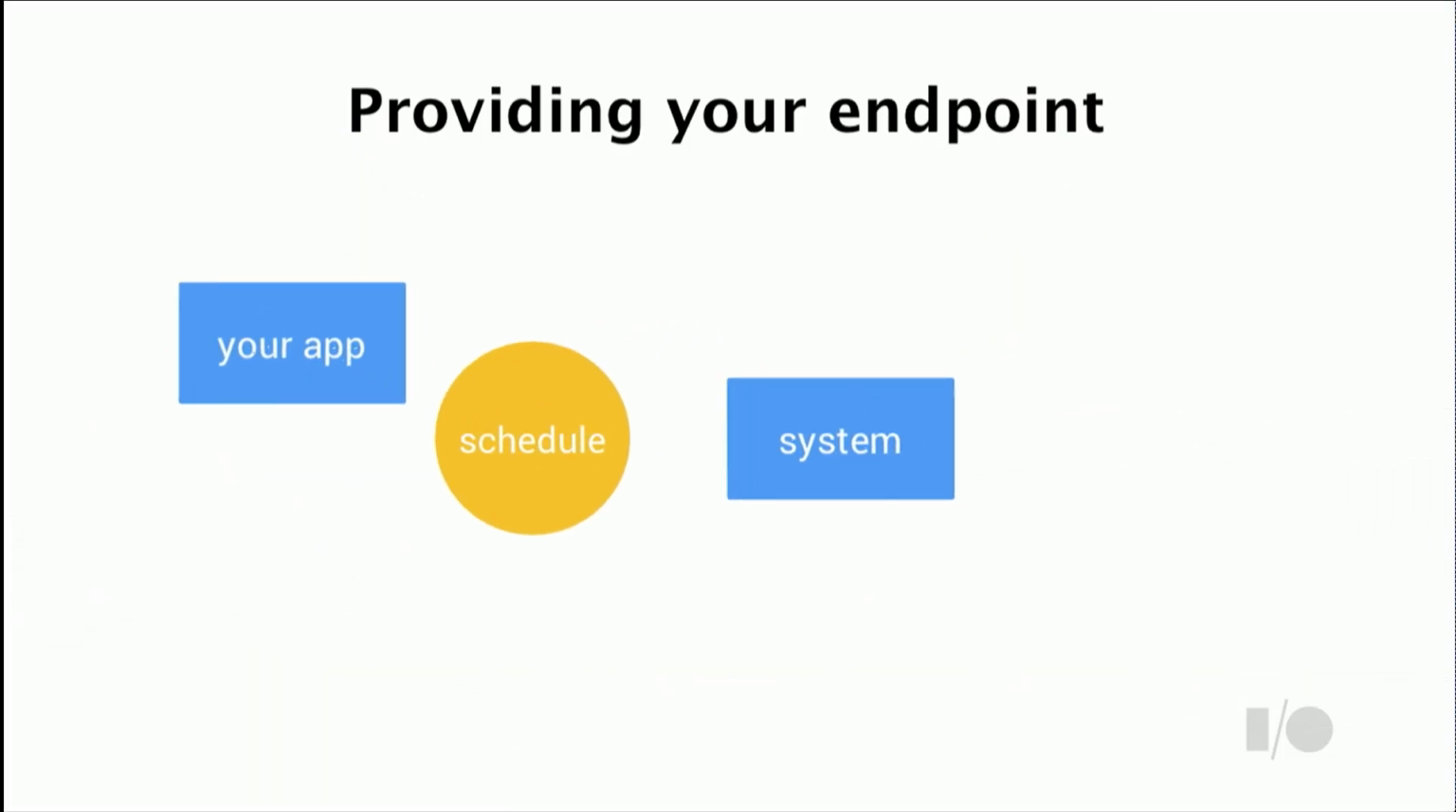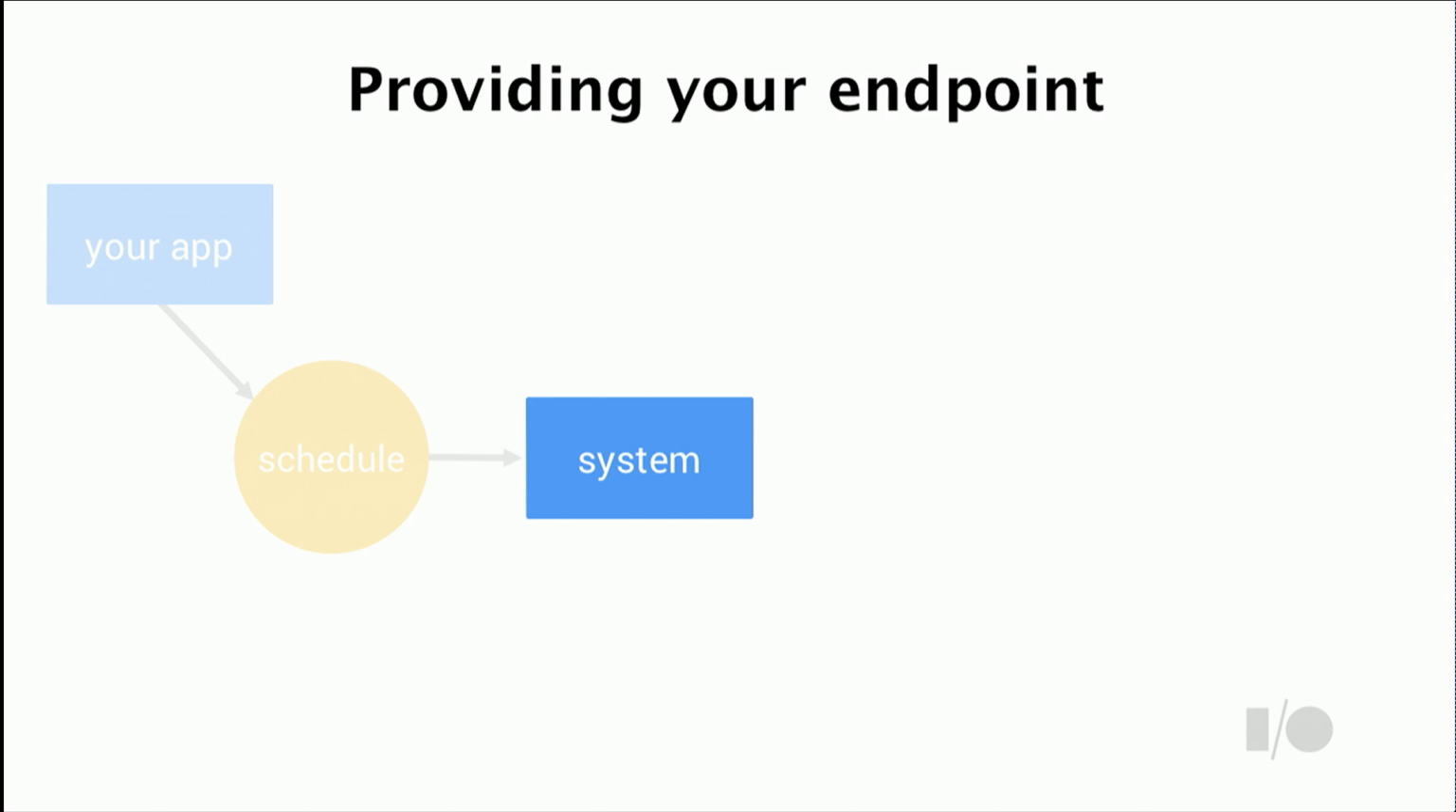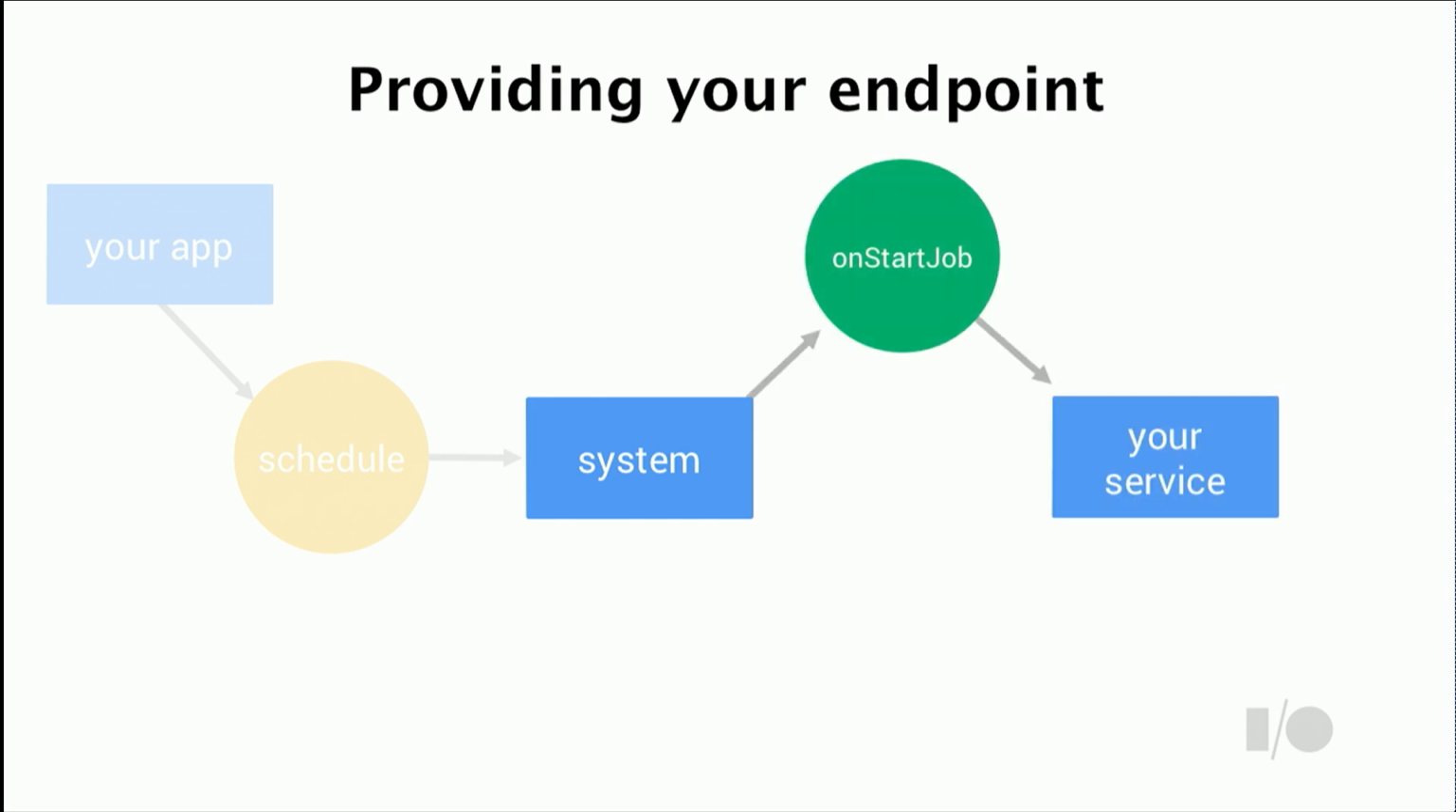Let's talk a bit about how you execute your logic. This is pretty simple. When the system determines that your job is eligible to run, it will just call onStartJob in your service. The service in this case is one that we provide, so you don't have to worry about any of the service lifecycle mechanisms. You just override onStartJob, bearing in mind that this happens on the main thread of your application.